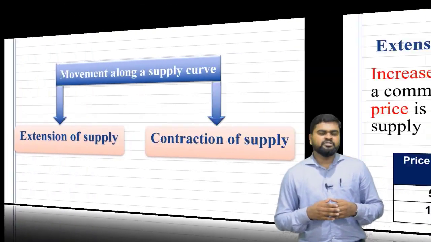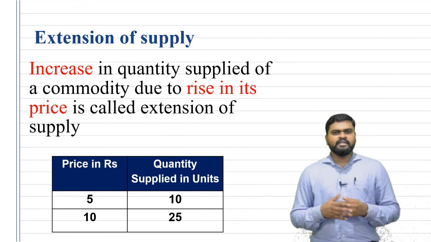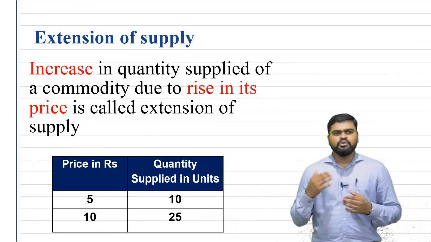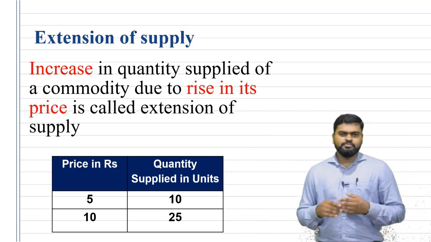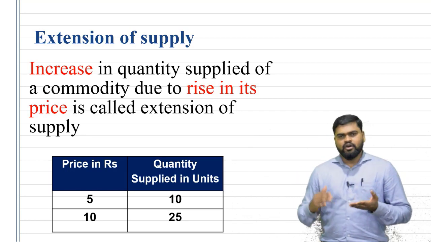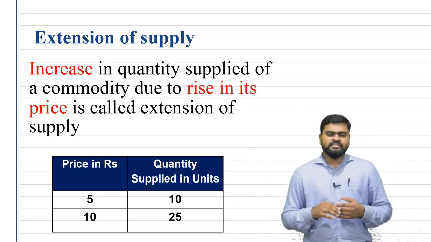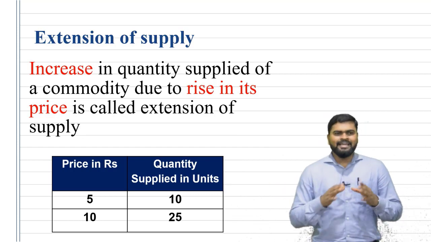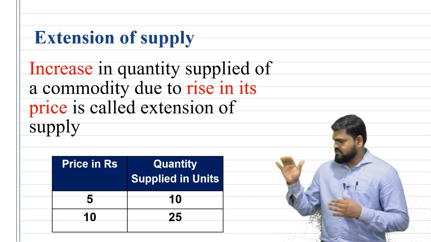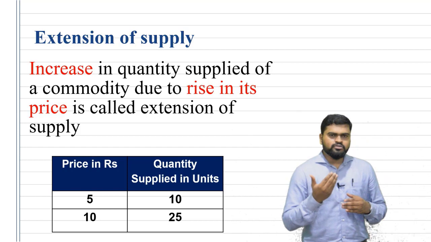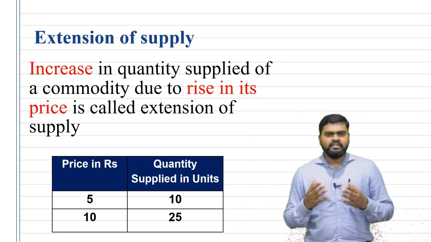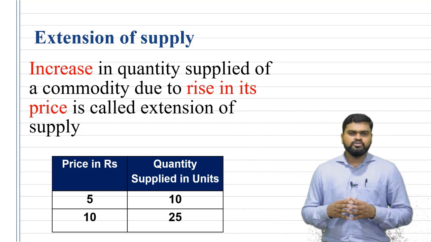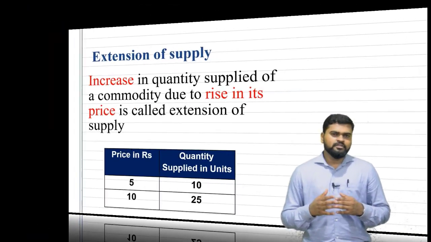The meaning of extension of supply is an increase in quantity supplied of a commodity due to a rise in its price. It's called extension of supply, which means when price increases, quantity supplied also increases. If you see the schedule, when price is 5, quantity supplied is 10. Price increases to 10, quantity supplied also increases to 25. Now let us move on to the diagram of extension of supply.